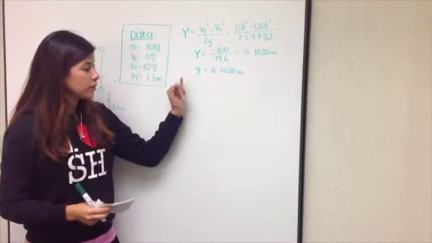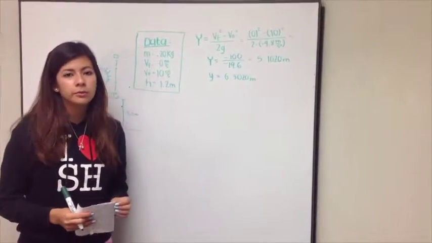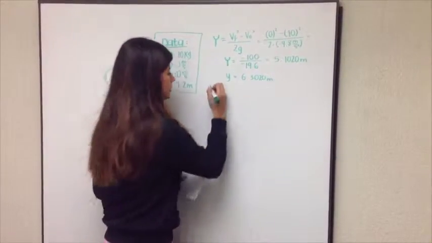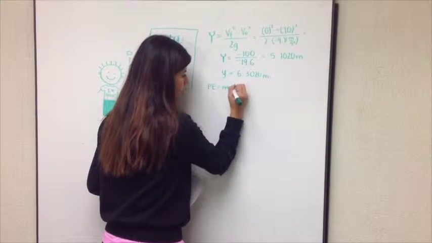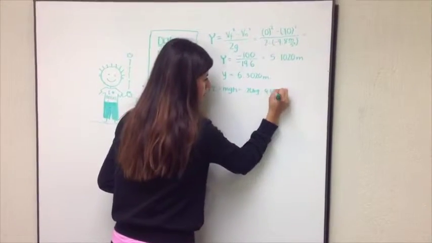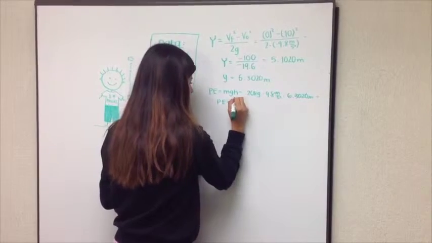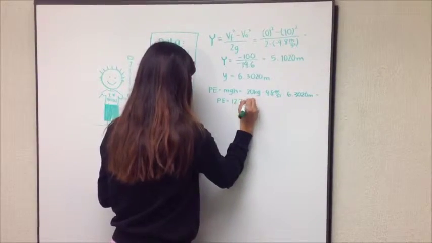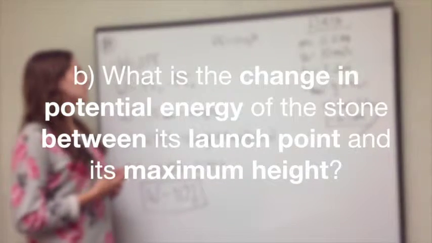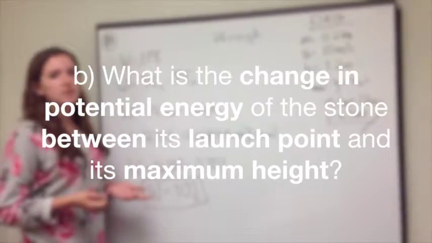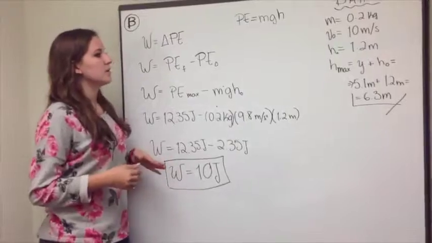So after we have here our y, we're going to calculate our potential energy. That is calculated just as mass times gravity times height. It's going to be 12.35 joules.